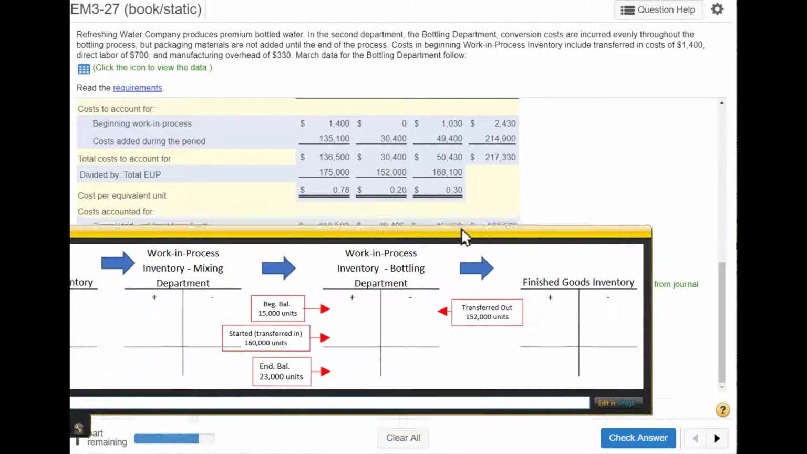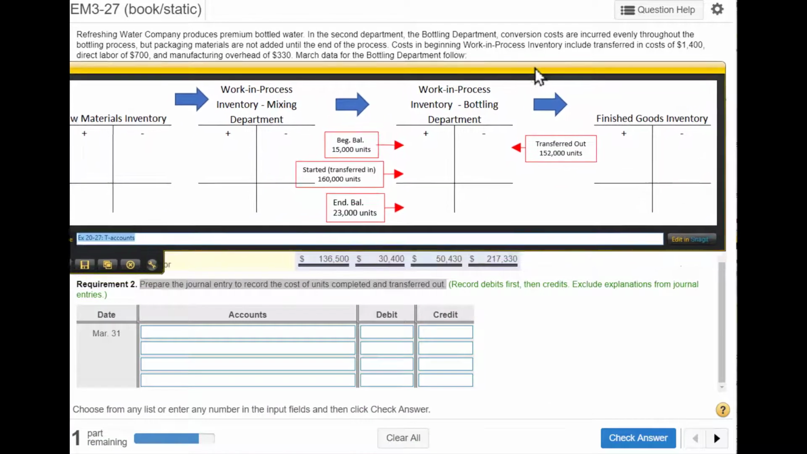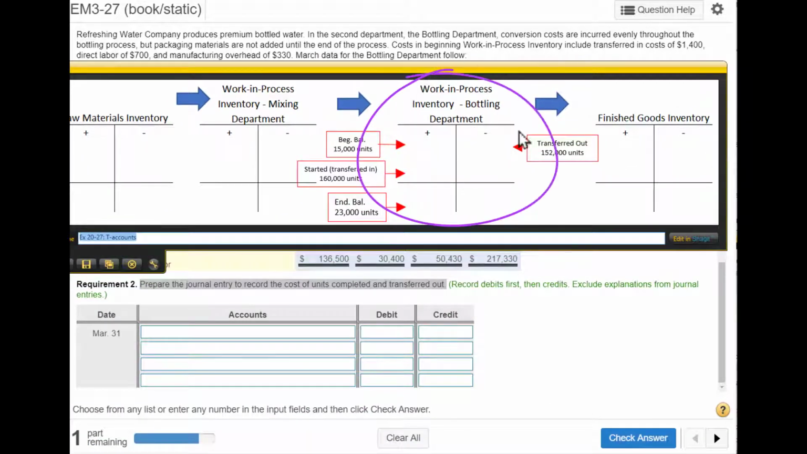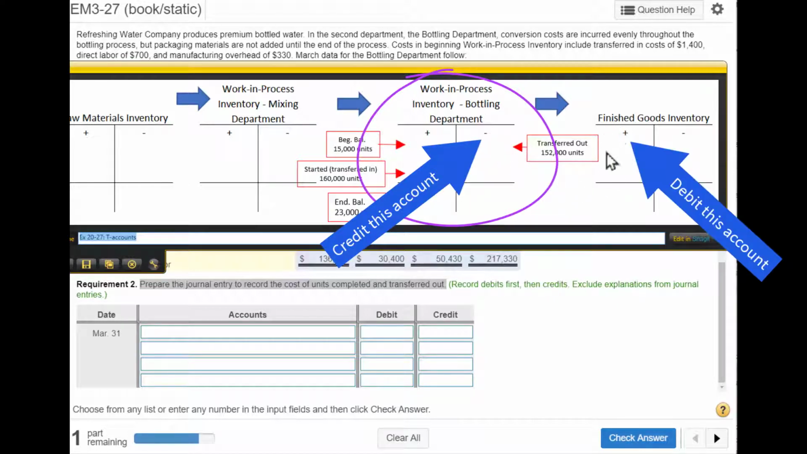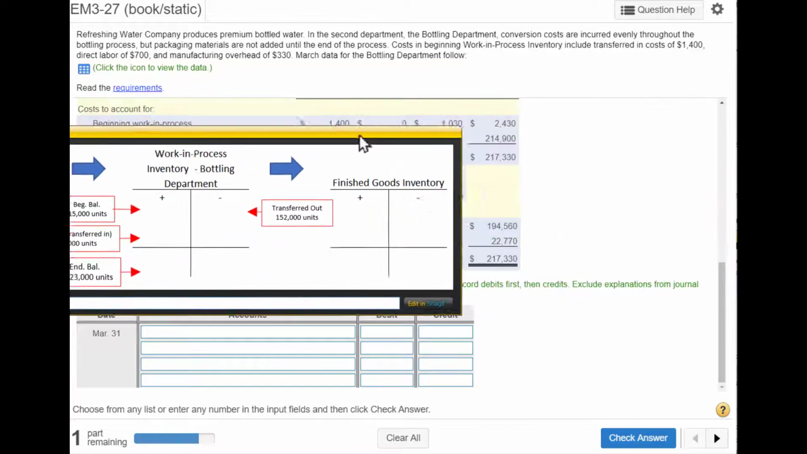So as a reminder of what the workflow looks like, we're working with the bottling department. We're trying to figure out, of these 152,000 units transferred out, what was their cost? And once we figure out their cost, we're going to lower the bottling department by that amount and increase the finished goods inventory by that amount.